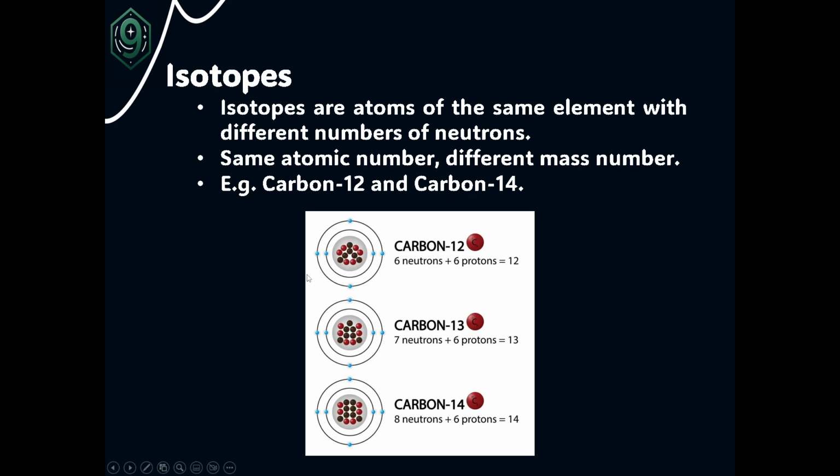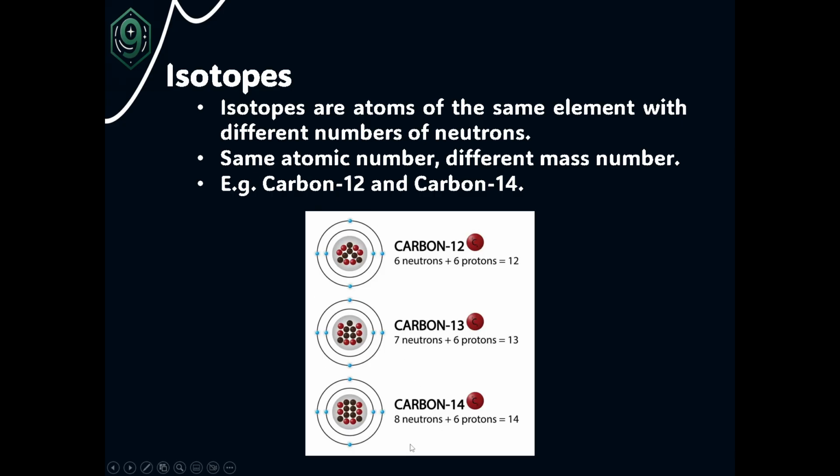Next we move on to isotopes. It sounds fancy, but it's actually pretty simple. Isotopes are just atoms of the same element that have the same number of protons but different numbers of neutrons. For example, carbon has two famous isotopes, carbon-12 and carbon-14. Both have 6 protons, but carbon-14 has a couple of extra neutrons.